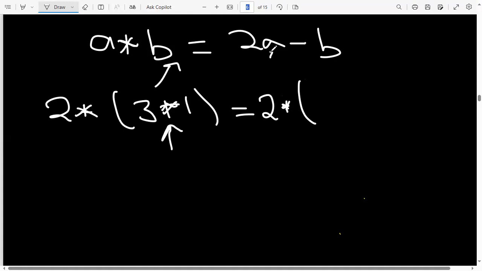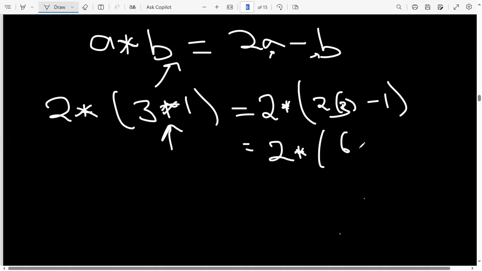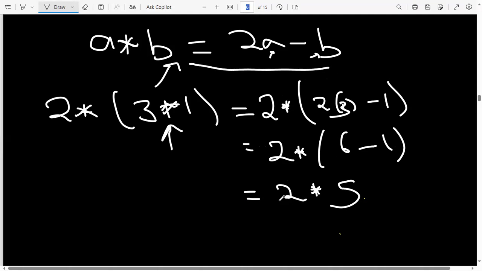Wherever there's A, I'm putting 3. Wherever there's B, I'm putting 1. So it will be 2 multiplied by 3, then minus 1. So this would be equal to 2 star, then in the brackets, we're going to have 6 minus 1. So it means we have 2 star 5. And then you apply this same definition here on these 2 and the 5.